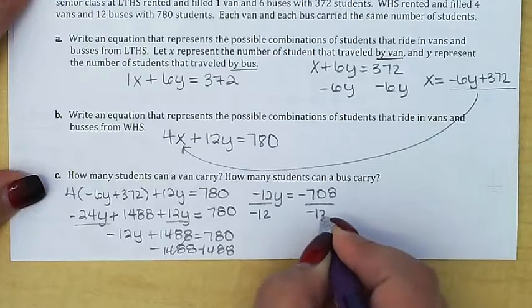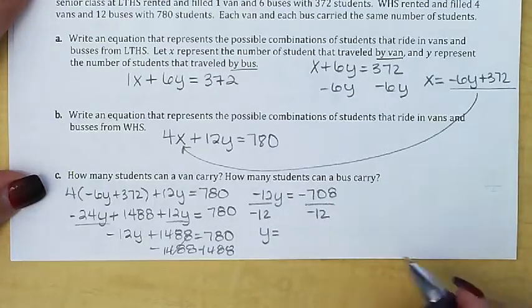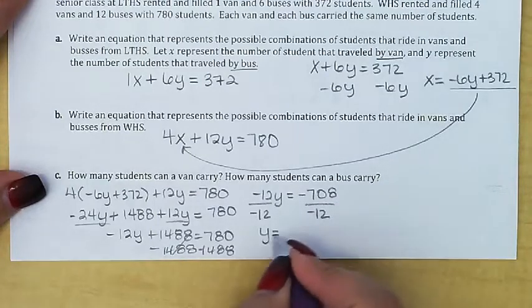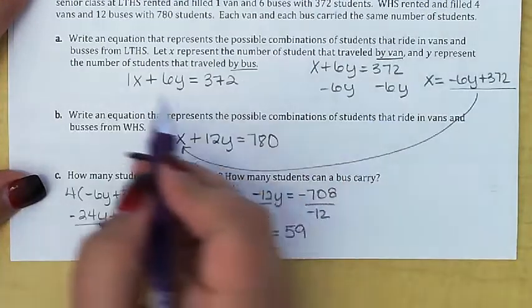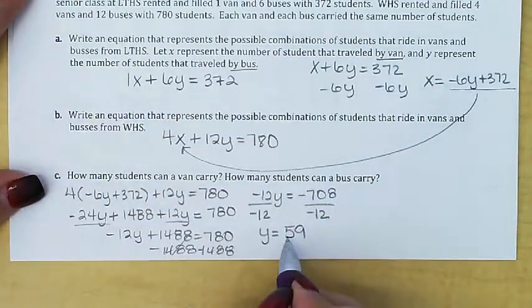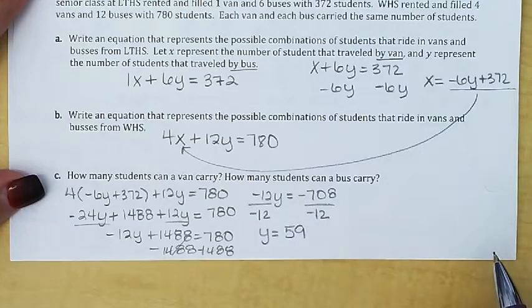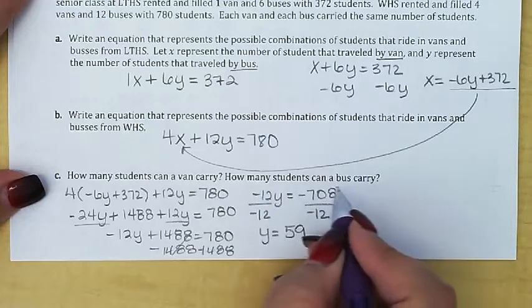And maybe these negatives made you a little nervous because it's like, well, a van can't carry a negative number of values, but that's okay because the double negative when we divide cancels and we get 59, which is a very reasonable number of kids riding a bus. So y was the number of students traveling by bus. Every bus apparently contained 59 kids. Okay, and then that takes care of that one.